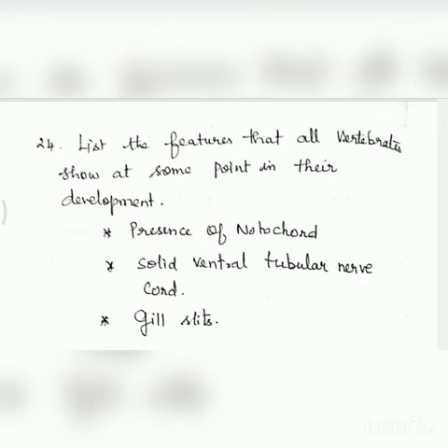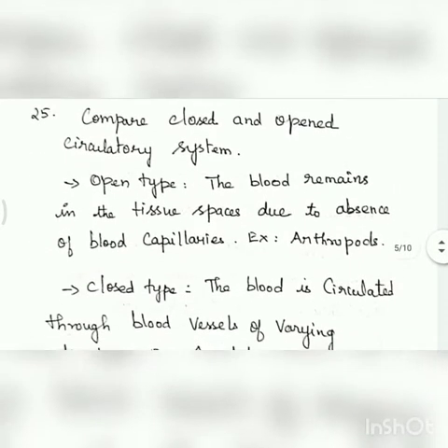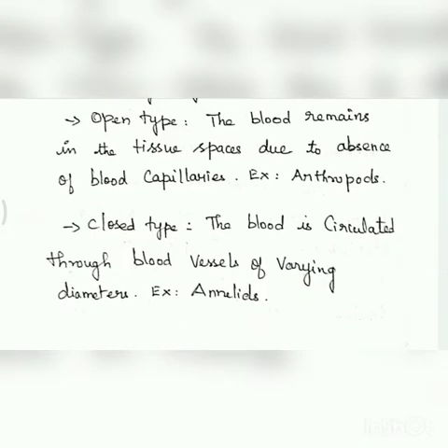Okay, these three features are shown at some point in the development, whether it may be in larva or it may be in adult. 25th question. Compare closed and open circulatory system. Already we discussed. So open means the blood remains in the tissue spaces due to the absence of blood capillaries. Closed means the blood is circulated through the blood vessels of varying diameter. That means by arteries, veins and capillaries.